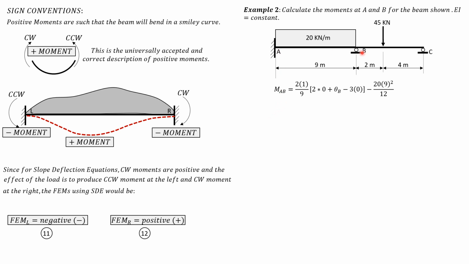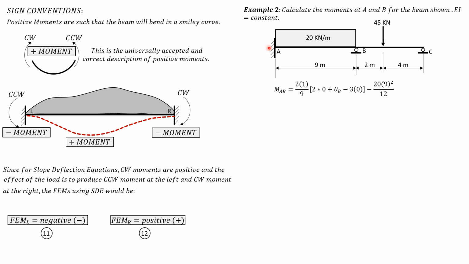So for moment AB, this is the formula: 2 times EI, which is treated as 1 here, over L, because EI is constant, L is 9, quantity 2 times theta A. Theta A is 0 because that's fixed. Plus theta B, we expect rotation at B, minus 3 times delta over L, which is 0 because the supports are unyielding, no settlements or relative settlements.